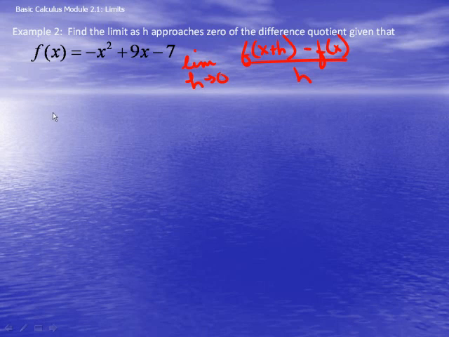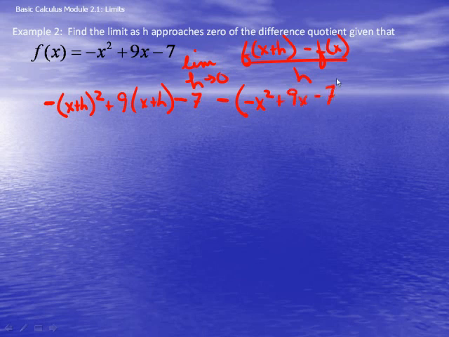do the substitution by plugging the x plus h in, so that'll be minus x plus h quantity squared plus 9 times x plus h minus the 7 minus the function, which would be negative x squared plus 9x minus 7 all over h. And we're going to take the limit as h approaches 0. Okay, now let's do our algebra.